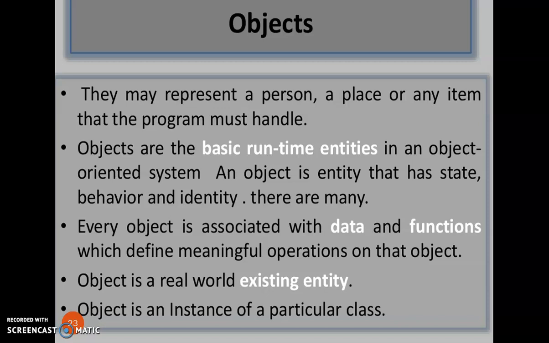Let's see the objects. Objects may represent any person, place or item that the program handles. Objects are the basic runtime entities in an object-oriented system. An object is an entity and it holds state, behavior and identity. Every object is associated with data and functions which define meaningful operations on that data. So an object is considered a real world existing entity. An object is an instance of a particular class.